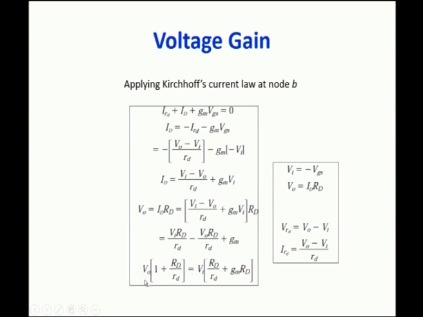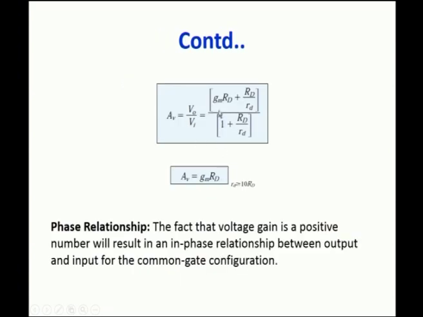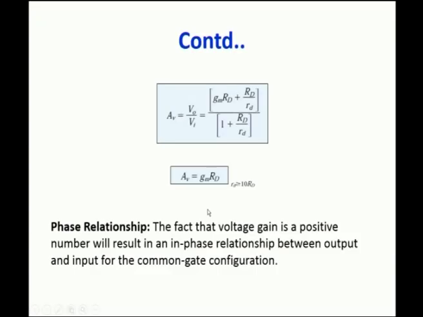So, if you got the relation, then the voltage gain will become Vo by Vi. So, it is gm RD plus RD by rd, divided by 1 plus RD by rd, and if rd is greater, then these two fraction parts will be neglected, and the voltage gain is simply gm RD. There is no phase shift between the input and output, it is a positive quantity, the voltage gain is a positive quantity here. And we have calculated the input impedance, output impedance and the voltage gain for the common gate configuration.